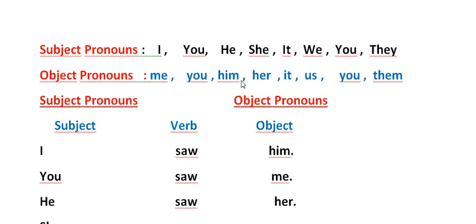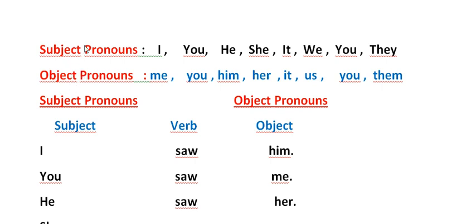In this lesson, we're going to talk about subject pronouns and object pronouns. First, let's see what the subject pronouns are: I, you, he, she, it, we, you, they. And the object pronouns are me, you, him, her, it, us, you, and them. So as you see, for you and it, we use the same word as subject pronouns and object pronouns.